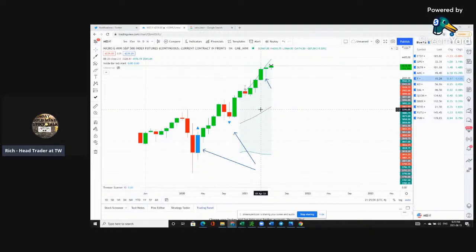All right. So basically the lesson here, guys, is just what I like doing. I like staying on the higher time frames for the inside bars because I find that they are a little bit more powerful.